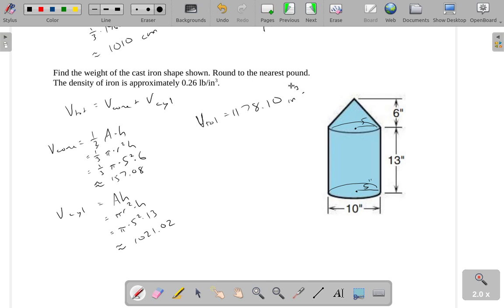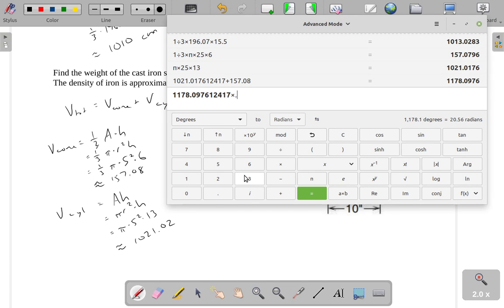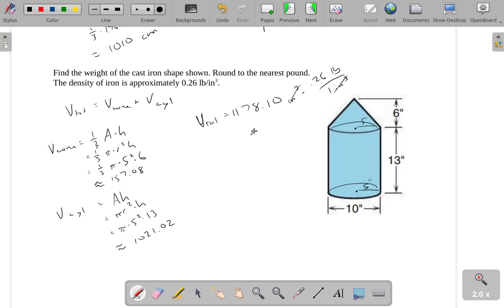But of course I want this to be in pounds, so this is 0.26 pounds per 1 cubic inch. So the cubic inches cancel, meaning I'm going to take this number times 0.26, which gives me 306. I'm rounding to the nearest pound here, which we'll call just 306 pounds. So that's a pretty heavy little trinket there. Of course, 10 inches across, 13 inches high of pure iron. Yeah, you would expect that to be pretty heavy.